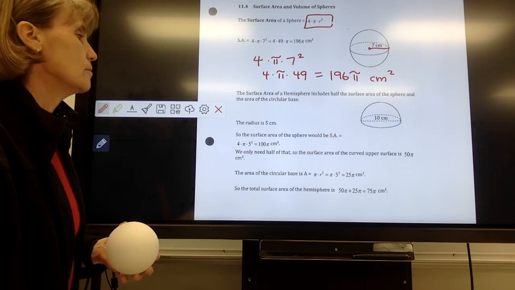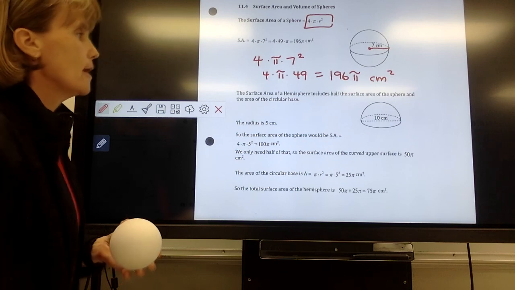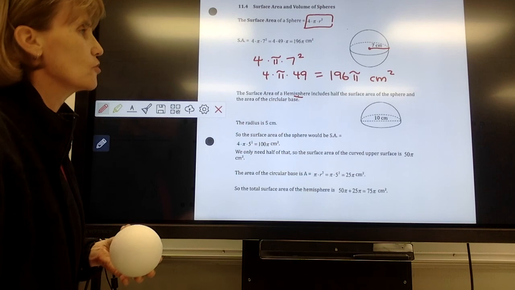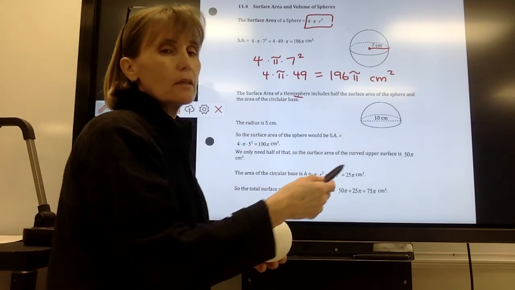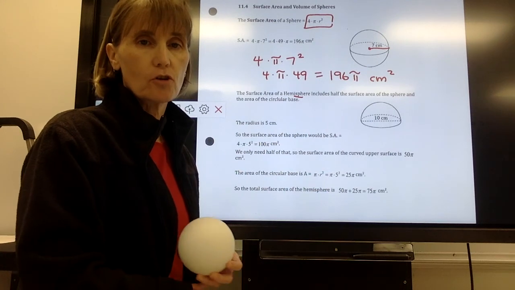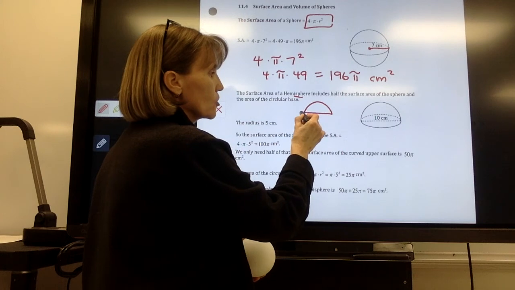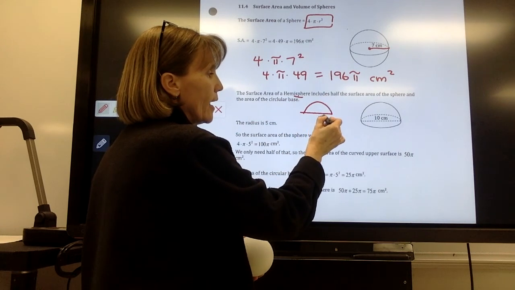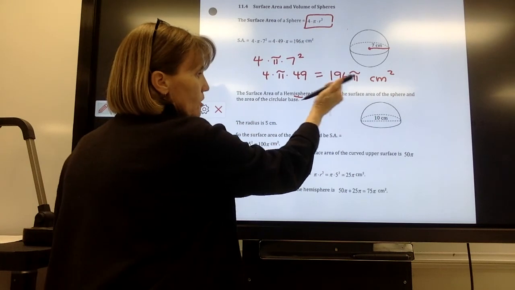Now you're going to get some different pictures in here. It says the surface area of a hemisphere. Hemisphere means that there's only half of the sphere. It includes half the surface area of the sphere and then the area of the circular base. So we saw this a little bit when we did circumference of the circle. We had some pictures where we only had half the circle and then we had this straight line. We took half the circumference to figure out the curve, and then we had to add in what that flat surface was. Same concept with this hemisphere.